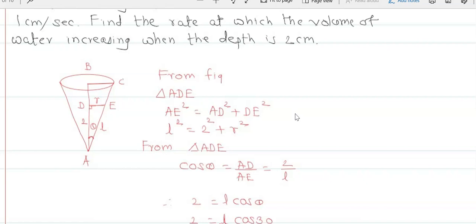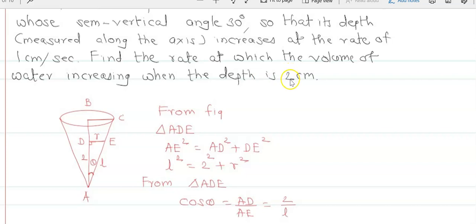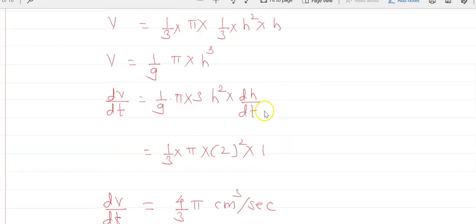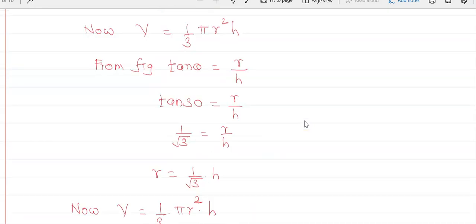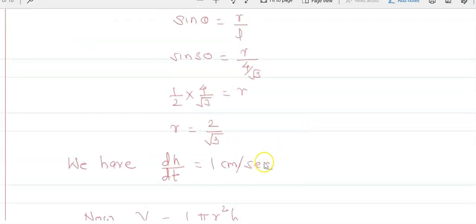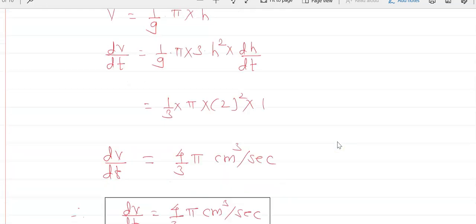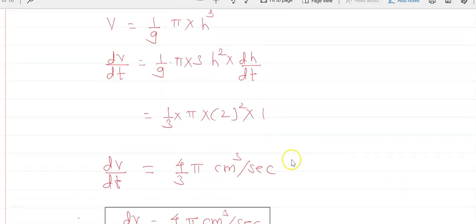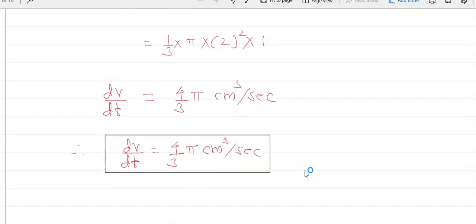Now what is the value of h? We have been given that value. The depth is 2 centimeter. This we have given as the value of h. And also dh upon dt, that is equal to 1 centimeter per second. And if we substitute those values, 1 and 2 square, then you will get dV upon dt is equal to 4 upon 3 pi centimeter cube per second, and this is the rate at which its volume is changing.